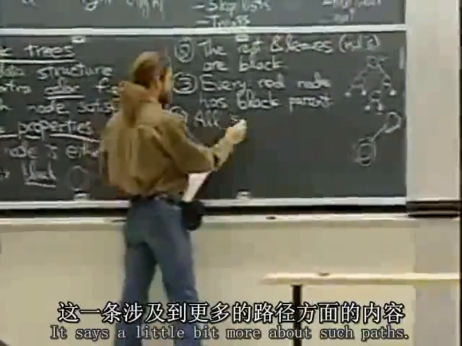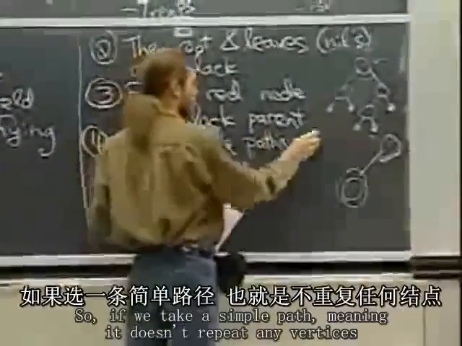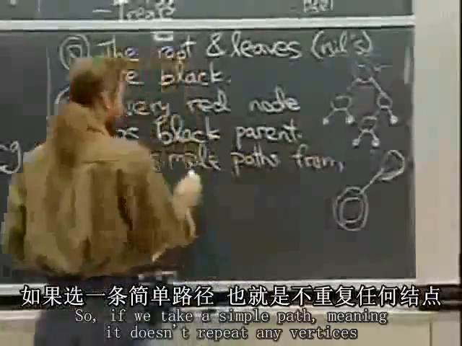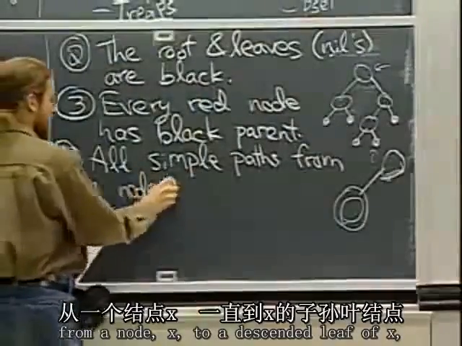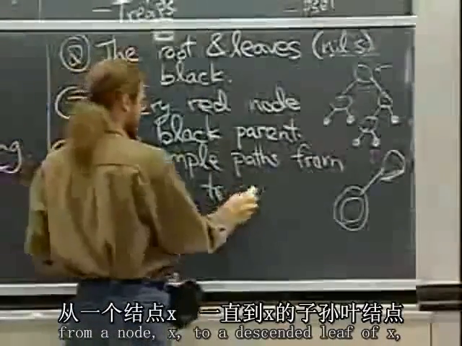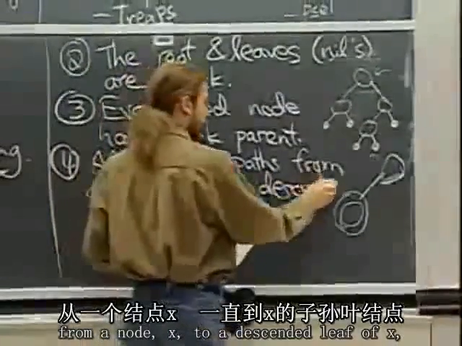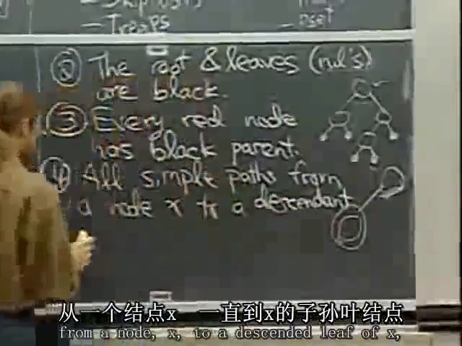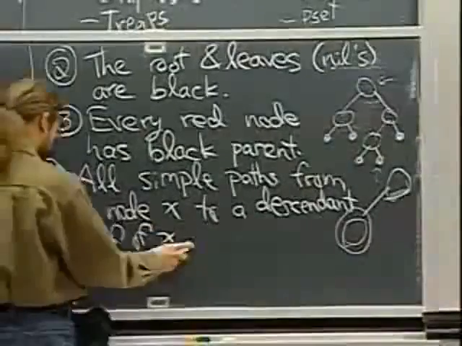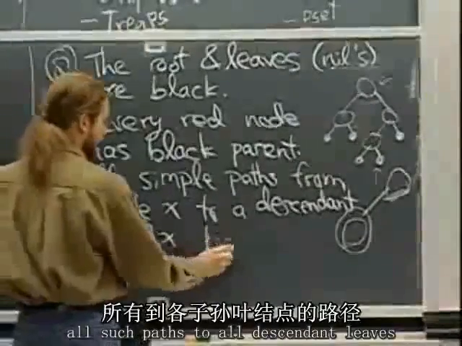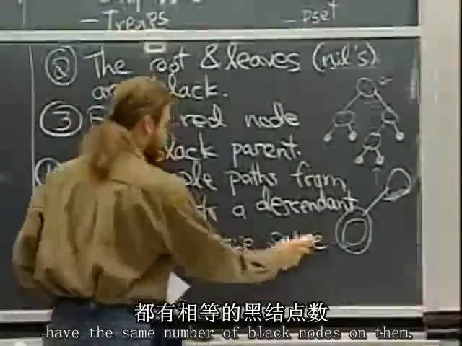It says a little bit more about such paths. So if we take a simple path, meaning it doesn't repeat any vertices, from a node X to a descendant leaf of X, all such paths to all descendant leaves have the same number of black nodes on them.